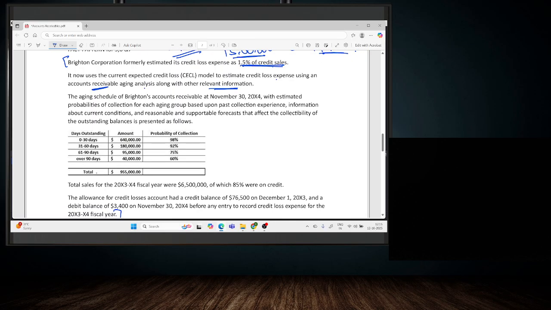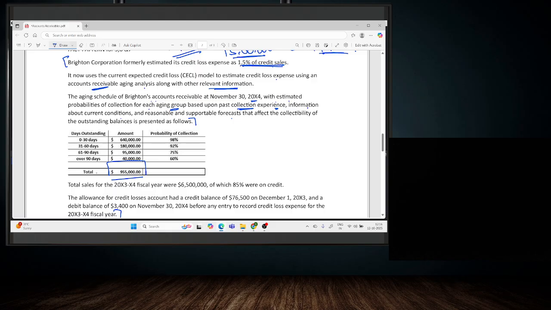But now they want to estimate their credit loss expense using the accounts receivable figure rather than the credit sales figure. The aging schedule of Bright's accounts receivable at 30th November 2014, with estimated probabilities of collection for each aging group based upon past collection experience, information about current conditions, and reasonable and supportable forecasts that affect the collectability of outstanding balances, is presented as follows. What they are saying is, the total accounts receivable balance of the company is 9,55,000.